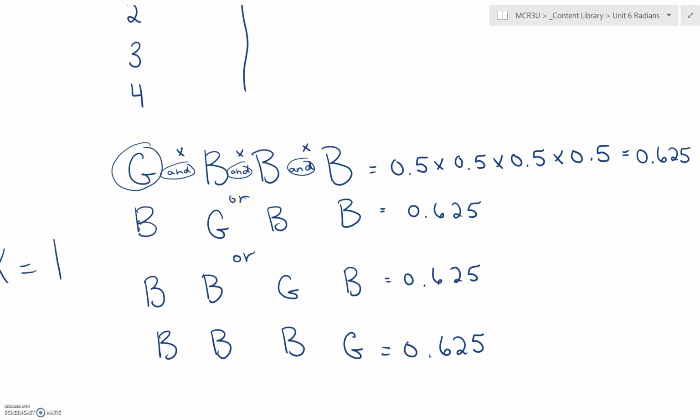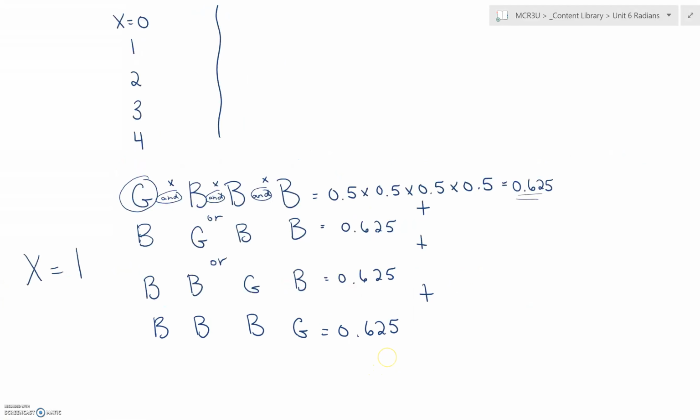Now, when I say the word or, you have to remember that the word or means to add. So now that you've multiplied all those numbers that give you 0.625, you're not quite done. You've got to add up all of those probabilities. So you see how it can take a really long time? And this is why someone discovered that there's something called a binomial distribution. And by recognizing what kind of distribution it is, it saves you all of this work.